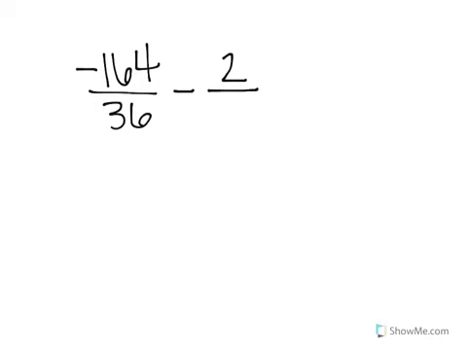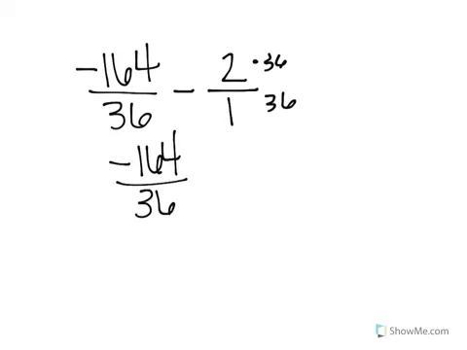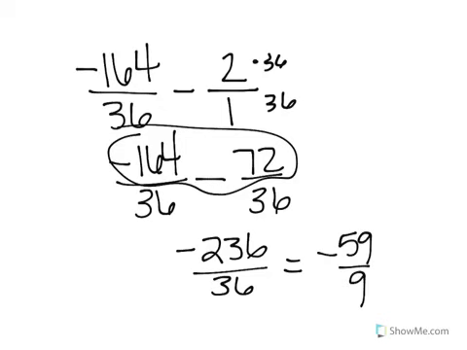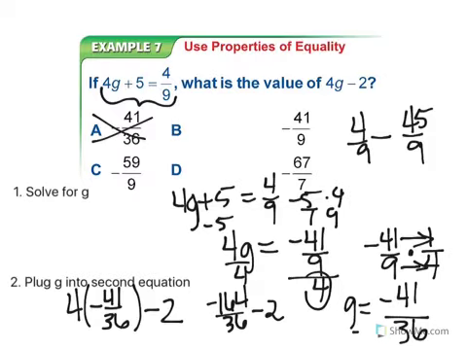Here again we need a common denominator, so I'm going to write this as over 1. Common denominator will be 36, so multiply by 36 over 36. We get negative 164 over 36 minus 72 over 36. And then we can take the numerators and combine. So we get negative 164 minus 72, and we get negative 236 over 36. And then we can reduce this fraction, and we should get an answer of negative 59 over 9. And if we look at our answer choices, that's answer choice C.